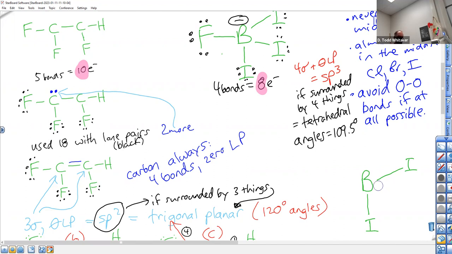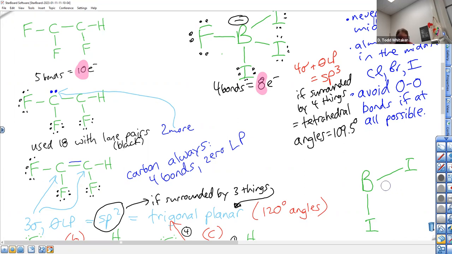But the next ones are not in the plane of the page. You have to show me that one of the bonds to F is sticking out of the page and the third one is behind the page. Both of them are not in this region, they're in this region. Remember, you want to space them evenly.